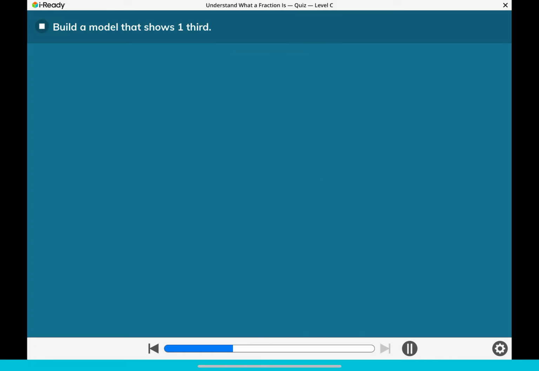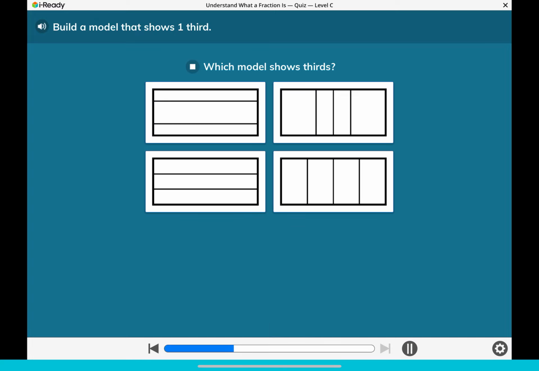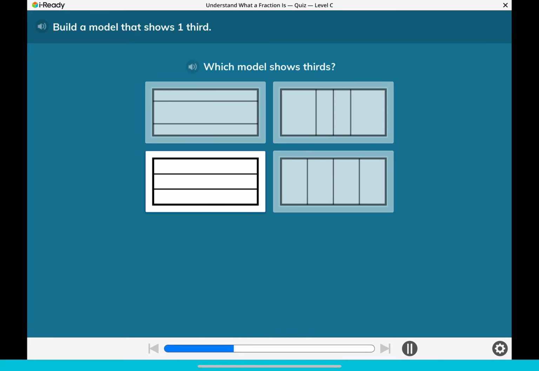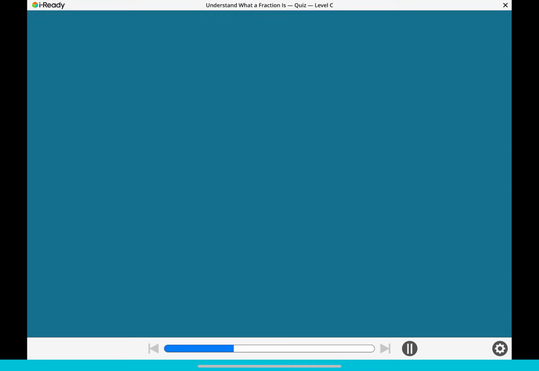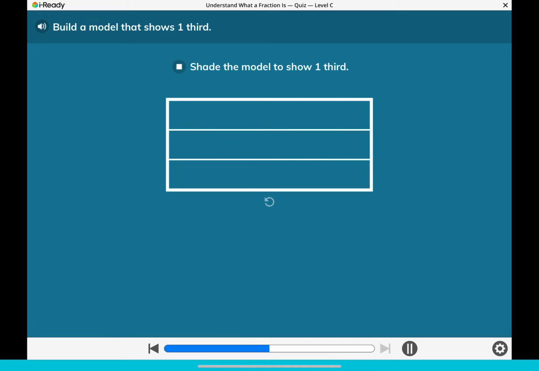Build a model that shows 1/3. Which model shows thirds? Shade the model to show 1/3. Tap each part you need to shade.